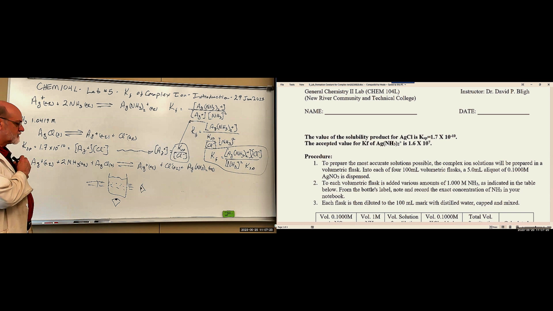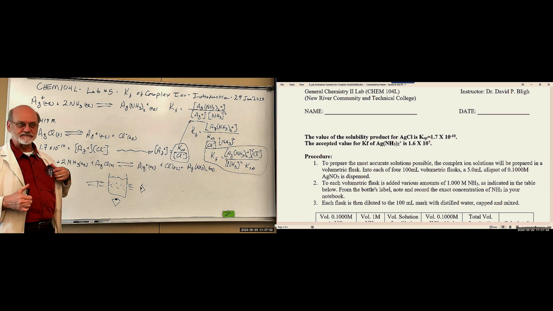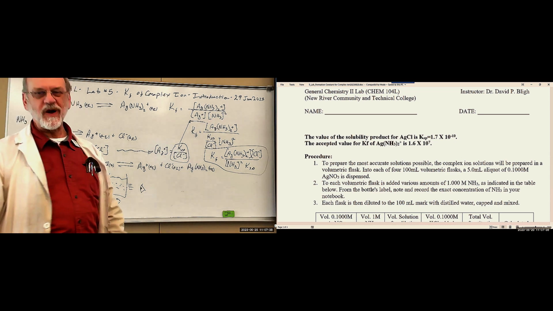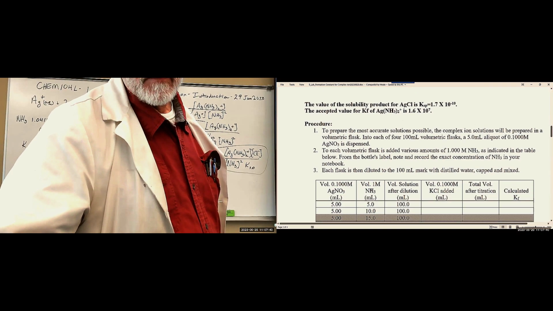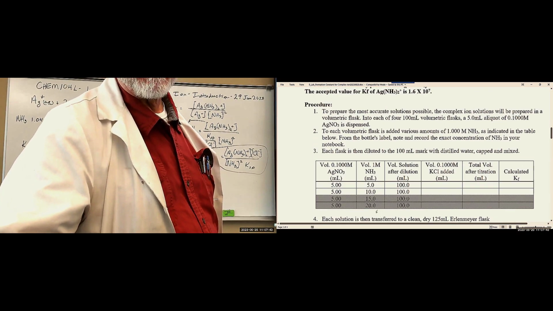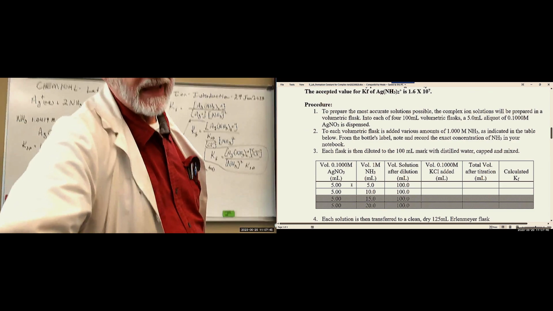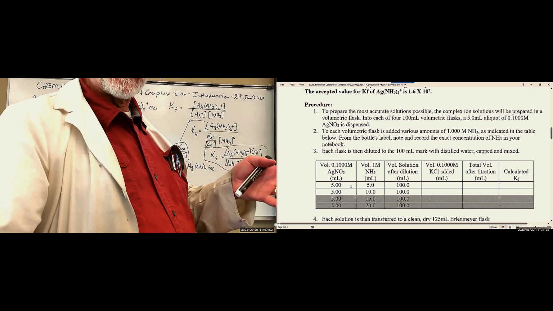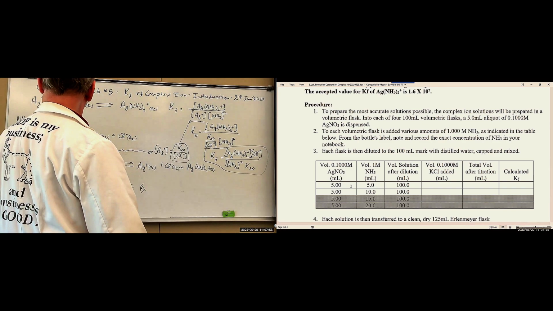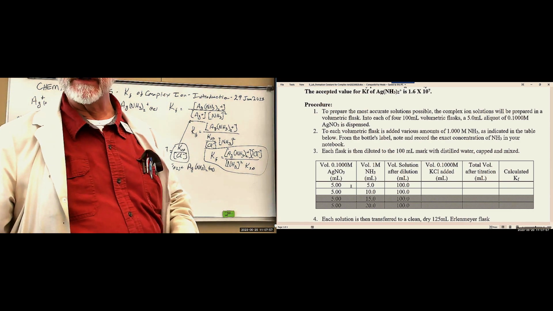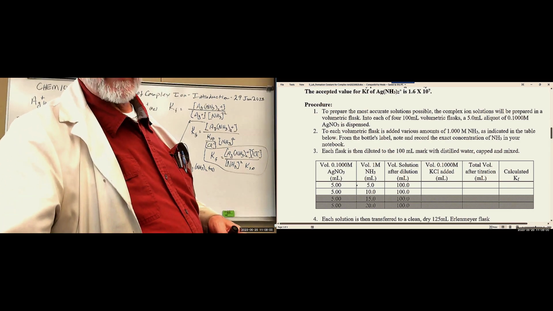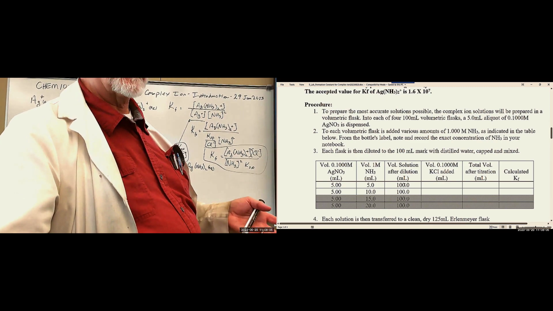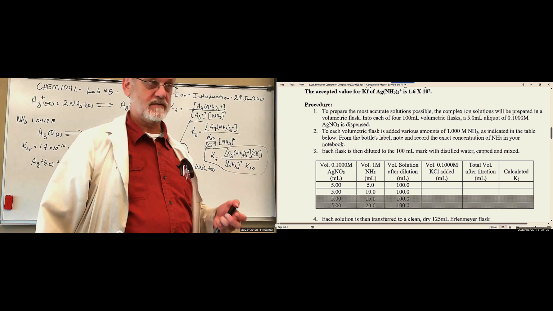So we use the Tyndall effect to identify the endpoint more accurately. Okay. Now, as a practical matter, we've got this set of conditions where we take 5 milliliters of 0.1 molar silver nitrate, and we add so much of the 1.0419 molar ammonia. In the first one, we've got 5 milliliters. In the second one, we've got 10 milliliters. And we dilute all of that to 100 milliliters in a volumetric flask.